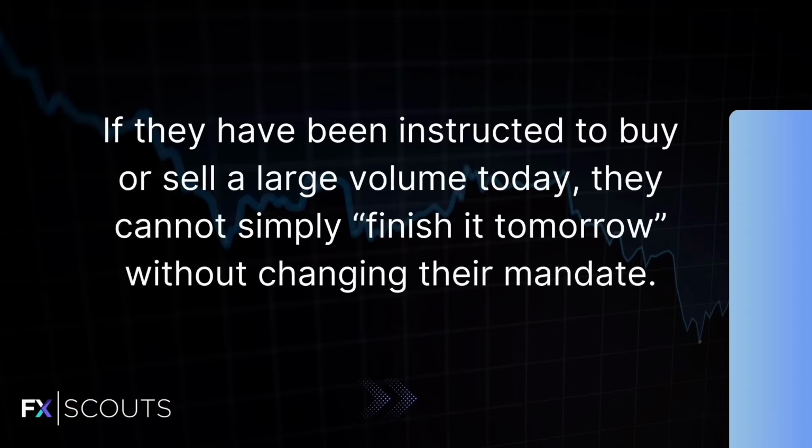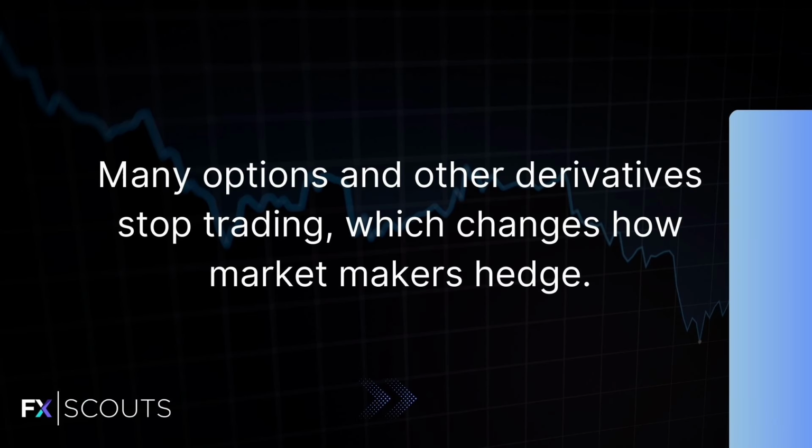Number one, big funds and institutions need to finish their business. If they've been instructed to buy or sell a large volume today, they cannot simply finish it tomorrow without changing their mandate. Number two, many options and other derivatives stop trading, which changes how market makers hedge. Then after hours trading does exist, but liquidity is much lower and the spreads are much higher, and therefore the big players don't really want to trade during that time.